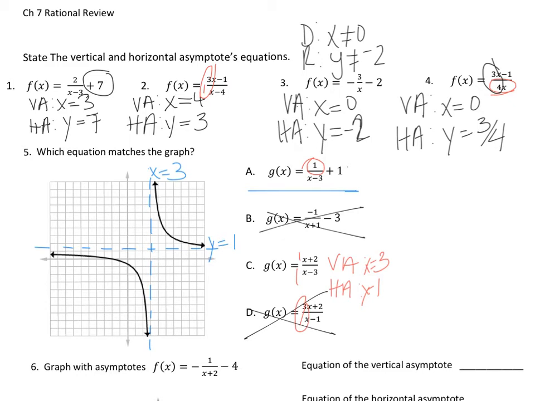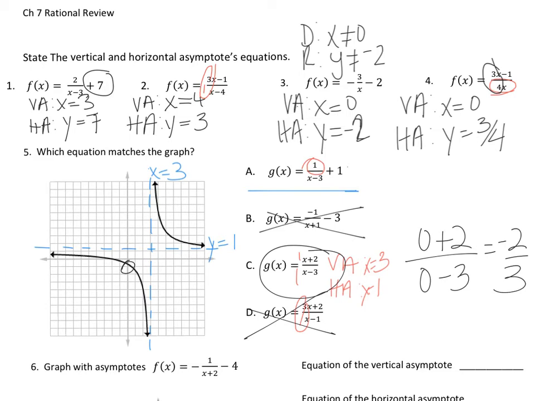So when I plug in 0 to C, I get 0 plus 2 over 0 minus 3, which is negative 2/3. That's pretty close to what that one is. Let's look at A, 1 over 0 minus 3 plus 1, which is negative 1/3 plus 1, which was positive 2/3. So this is definitely not positive 2/3 here. So our correct answer is C. So when I plugged it in, this one has the correct asymptotes, and it has the correct value when x is equal to 0.